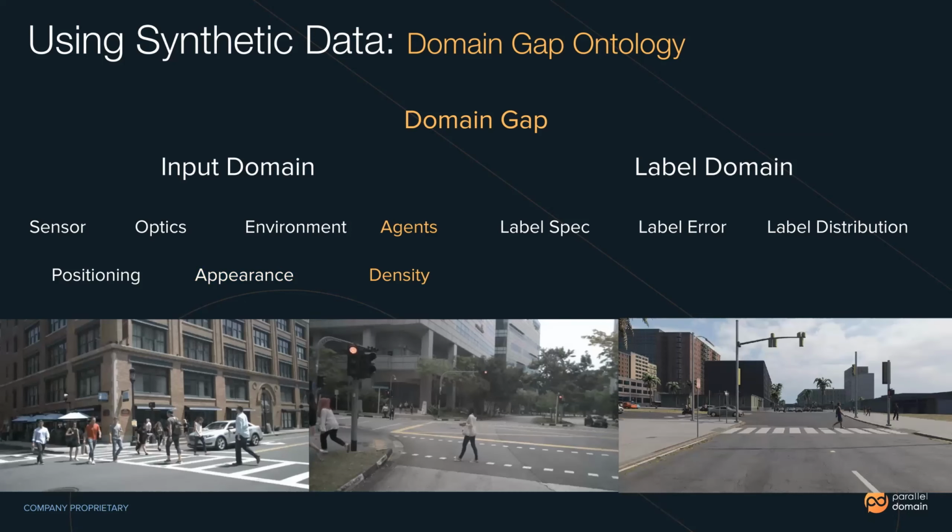Another thing that comes into effect here is density. So what kind of densities do you observe in your target domain? Do you usually see people in huge crowds crossing the streets, or did you deploy your vehicles in a city where there are not a whole lot of people? That very heavily defines how you should generate your synthetic data when you want to generate people crossing the street.